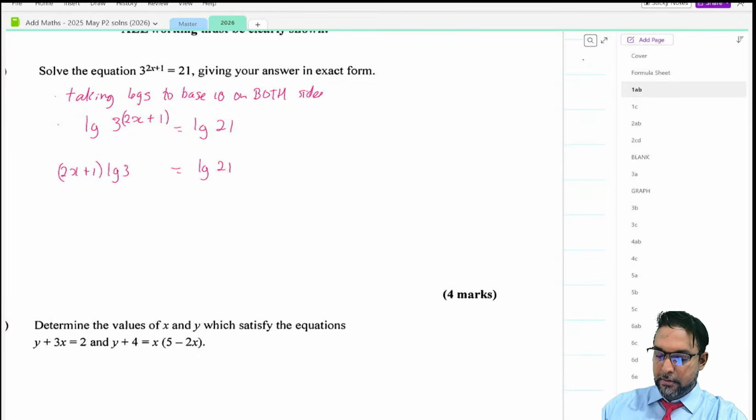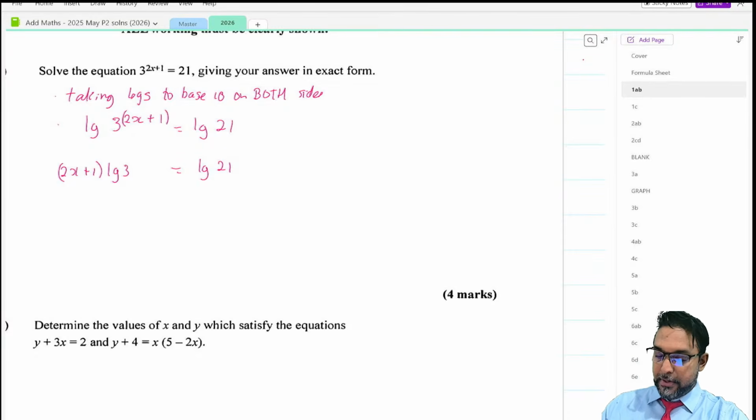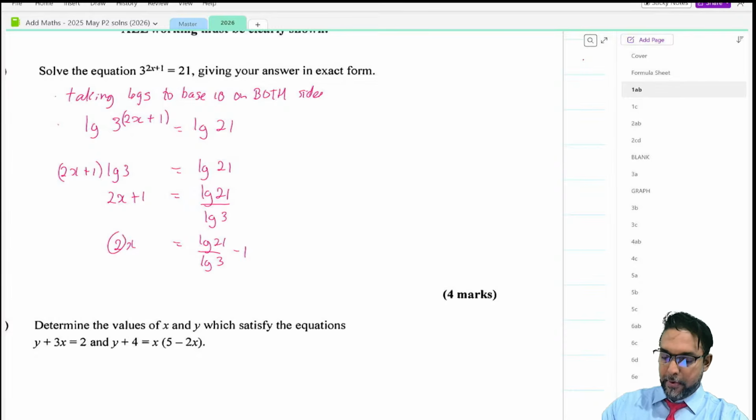Now you could go a couple different directions here. You could expand using distributive law if you want. You don't have to. So again, we're trying to solve for x, right? So what I would then do is divide by log 3. So I'd be left with 2x plus 1 on the left-hand side, and log 21 divided by log 3. Then I'd subtract 1 from both sides, so I'd have 2x is equal to log 21 over log 3 minus 1. And then I would divide by 2.